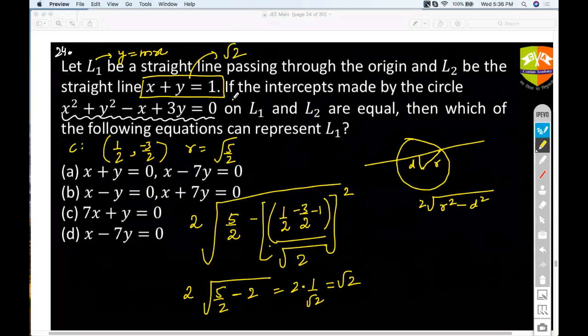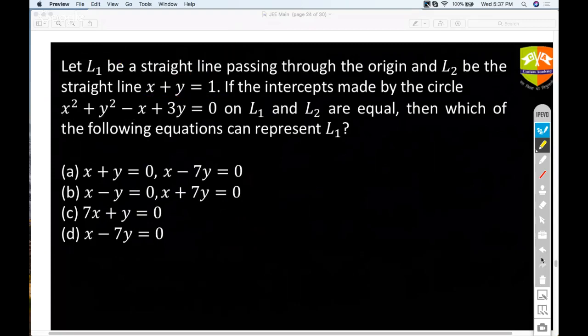And it's given in the question that the other line y equal to mx will also make the intercept of the same length. So let's find out the length of the intercept made by y equal to mx onto this circle. So let me just erase everything and start with the basics. So y equal to mx. The center is going to be half comma negative 3 by 2.